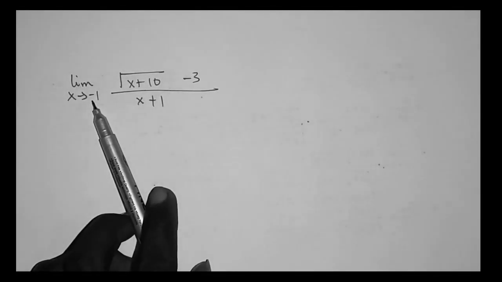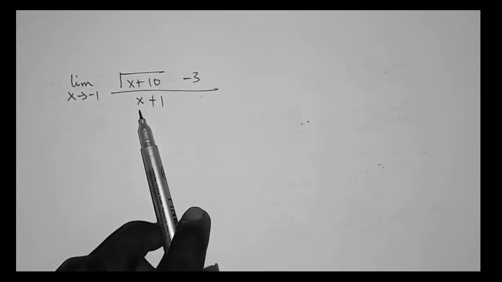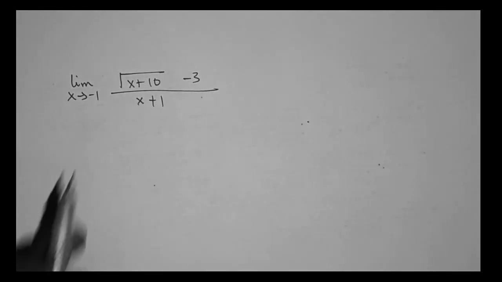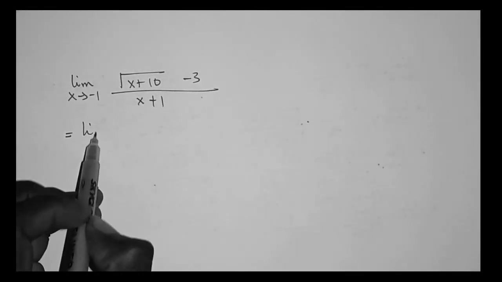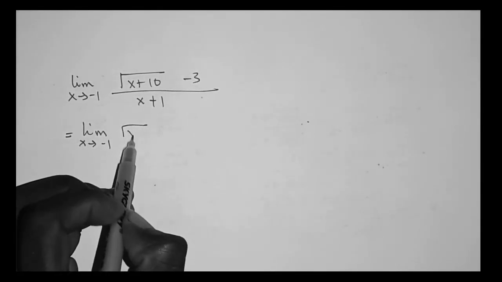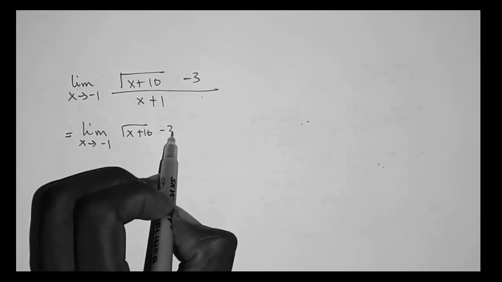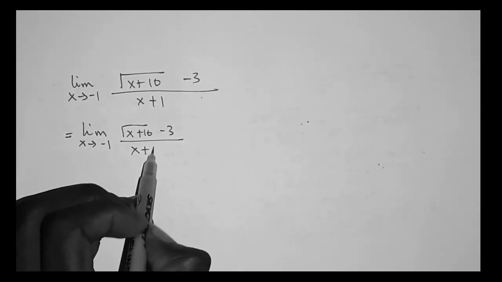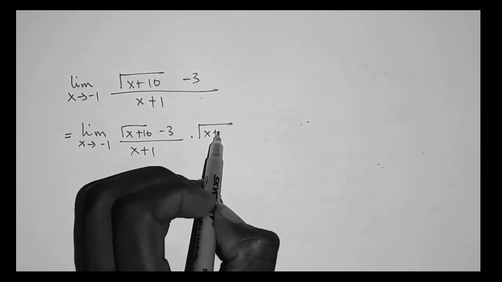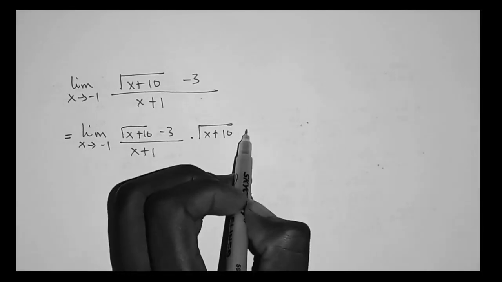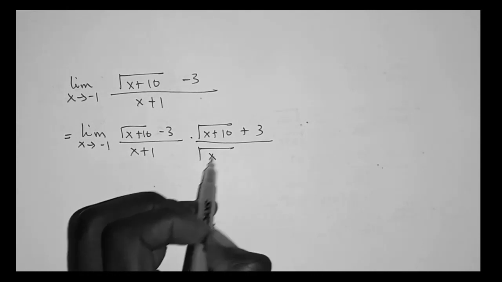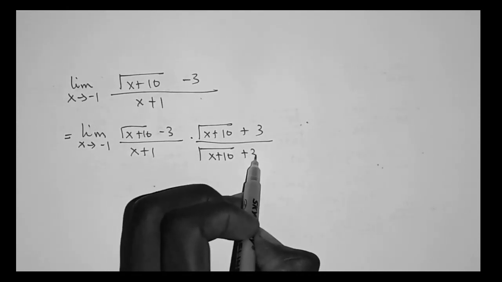So you see that in this case, if you put minus 1 here, you are going to get the denominator as 0. And therefore, we need to rationalize. So this is equal to the limit as x approaches minus 1 of square root of x plus 10 minus 3 divided by x plus 1, then times square root of x plus 10 plus 3 divided by square root of x plus 10 plus 3, since minus 3 becomes plus 3.